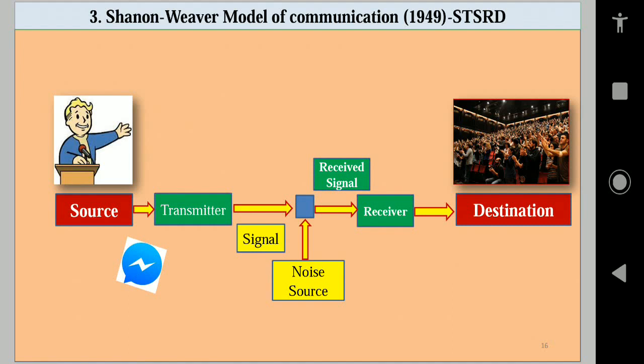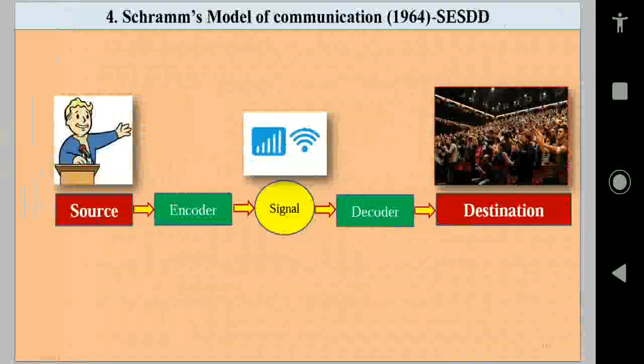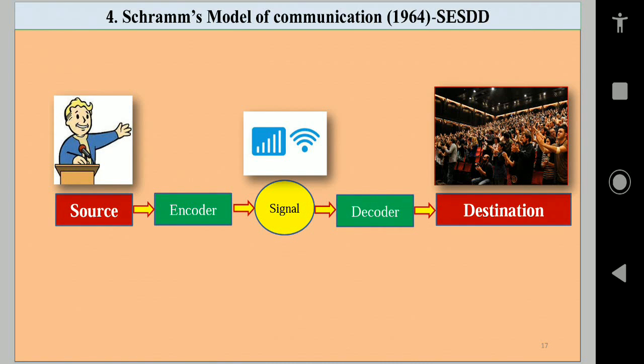Next come to the fourth one, Schramm's model of communication. What is this Schramm's model of communication? We will read. Schramm's model of communication was developed in 1964 by Schramm, and its short form is CSDD. The Schramm model of communication includes 5 ingredients, that is source, encoder, signal, decoder, and destination.